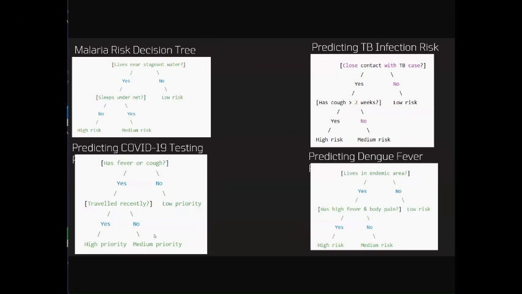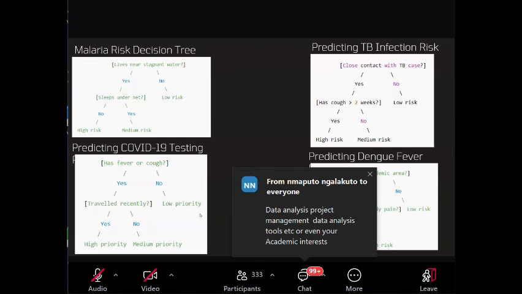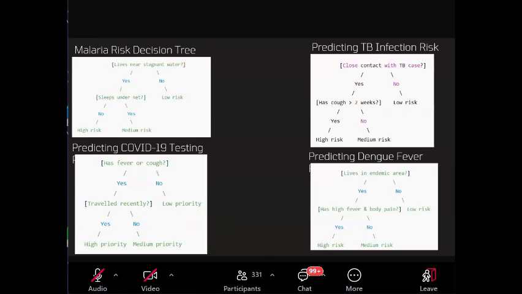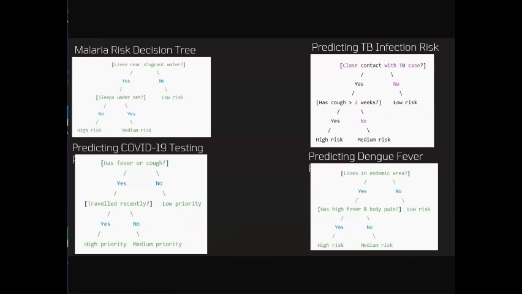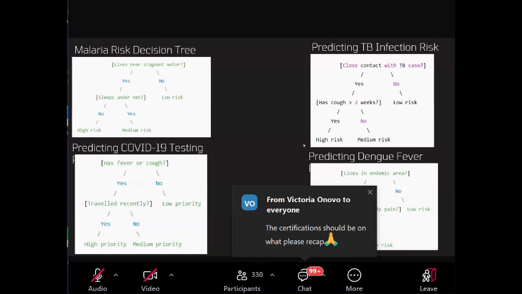Okay, so predicting COVID-19: has fever or cough? Yes. Traveled recently? Yes. High priority. But has fever or cough? No. Low priority. But if you have fever or cough, but you have not traveled recently, your priority may be medium. So predicting TB infection, the same thing. So for TB infection, yeah, Maputo, thank you for that.